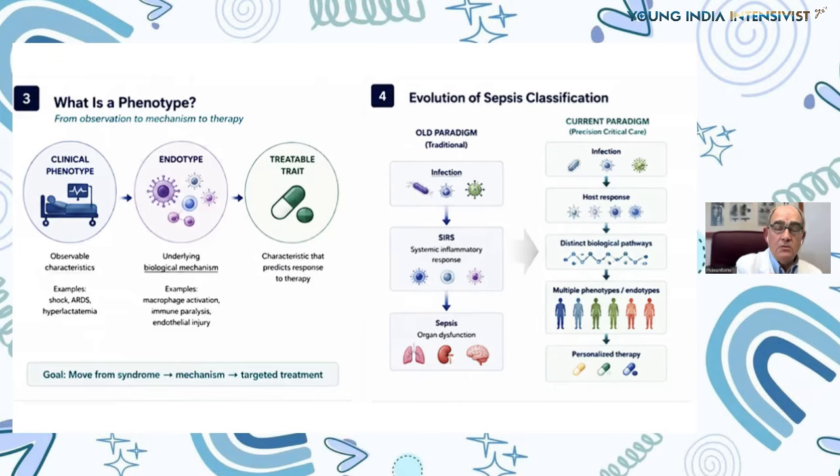It is more intuitive that these different conditions may characterize the kind of therapy we have to use, one way or another, and then its response to the therapy. And then we move over time from the syndrome, looking at the mechanism and a targeted treatment. There was an evolution of sepsis classification.